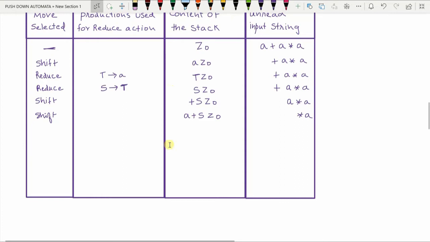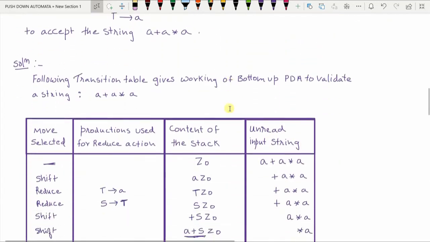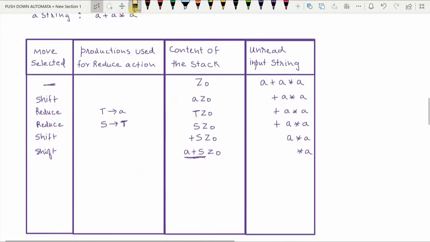Is it clear? So now A plus S is onto the stack. Now let's see. Again the contents of the stack are read from bottom to top. First you read the substring S. S is not on the right hand side. Then you read S plus. Then you read A plus S. Again A plus S is not on the right hand side. And finally you read only A.